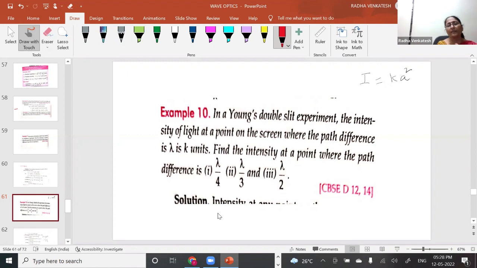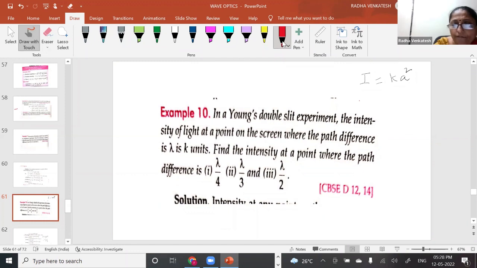If two waves are given with a path difference, what can you find? Because if you want intensity, you want phi, correct? In the formula of intensity, you have phi. That phi is the phase difference. How do I find out the phase difference? I know the relation between path difference and phase difference. What is that relation?